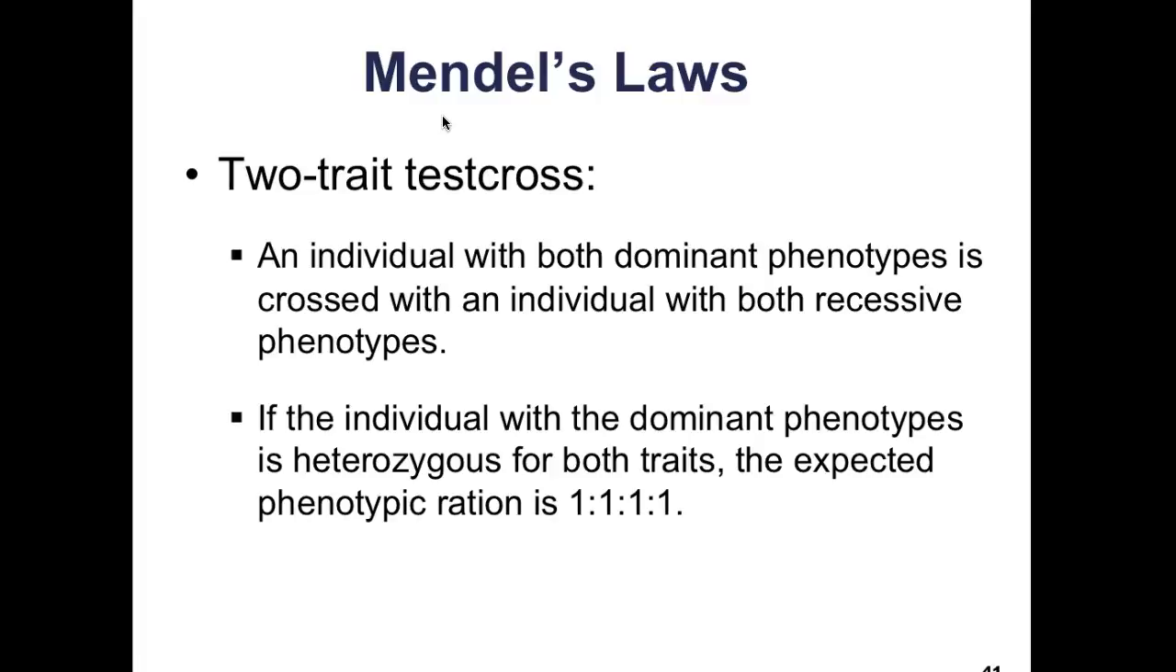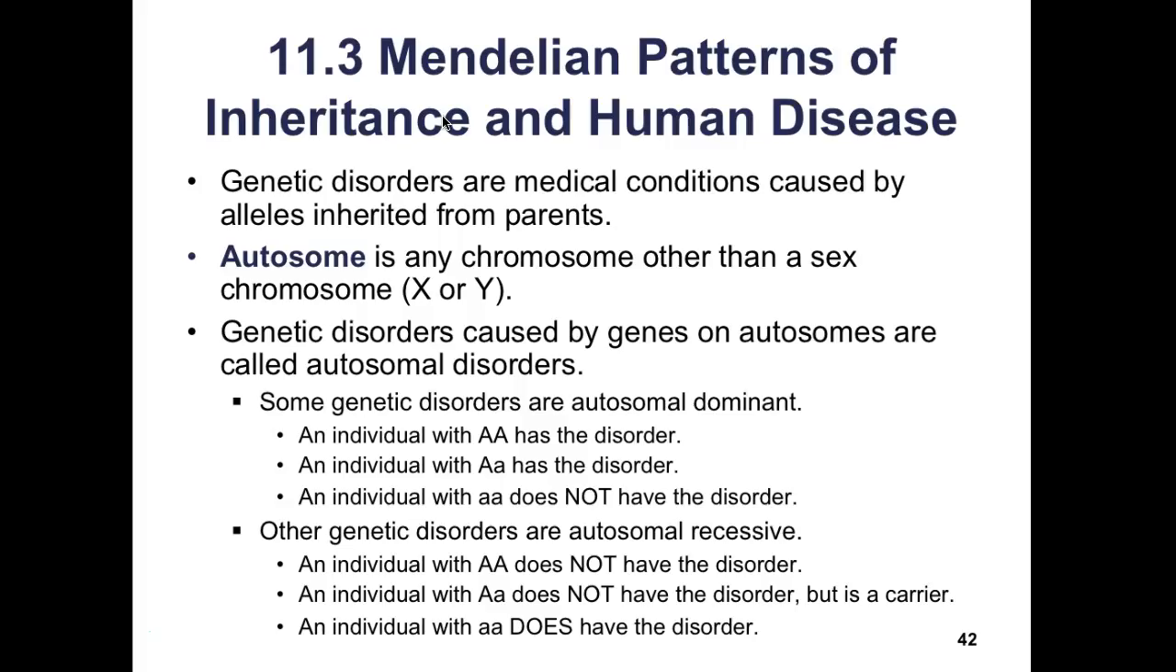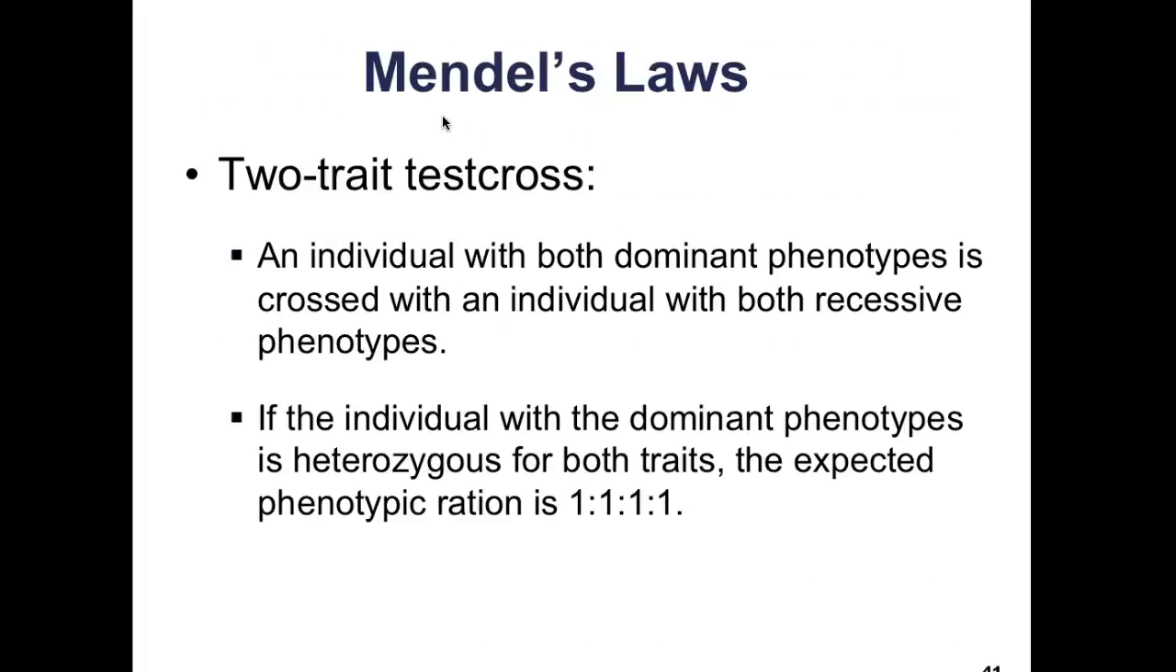In two-trait crosses, an individual with both dominant phenotypes is crossed with an individual with both recessive phenotypes. If the individual with the dominant phenotypes is heterozygous for both traits, the expected phenotypic ratio would be 1-1-1-1. Oh, no, wait, that's for a test cross.